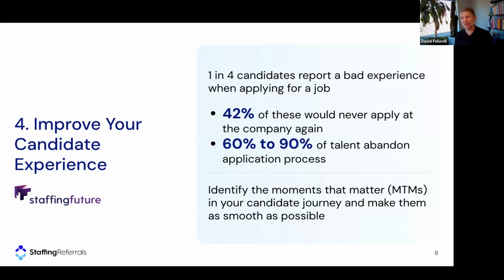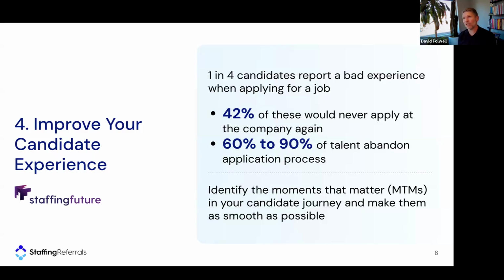So if you are not focused on what the candidate experience is on your website, you are missing out, and you are missing talent that comes to your website. One of our partners that does an excellent job of improving the candidate experience is Staffing Future. It's an integration partner for staffing referrals and somebody we recommend if you're looking at websites or improving this process. But it's just really critical.